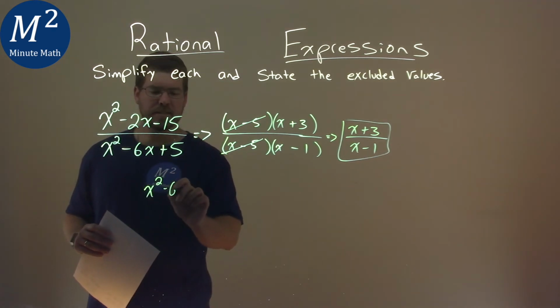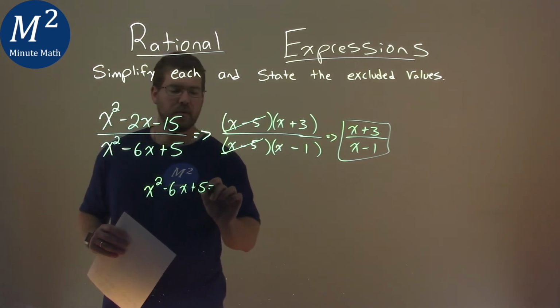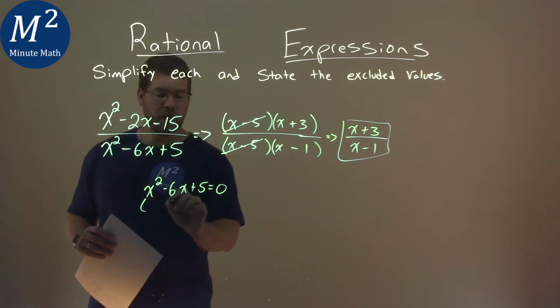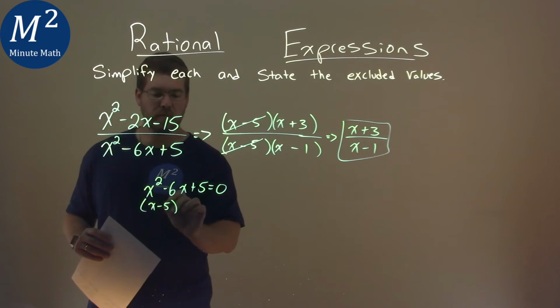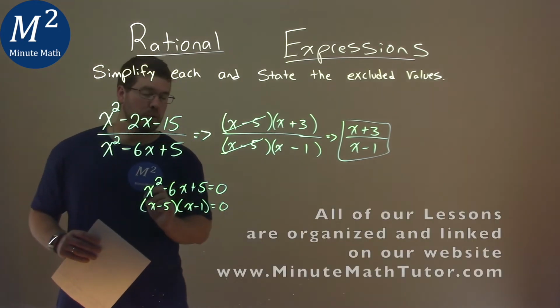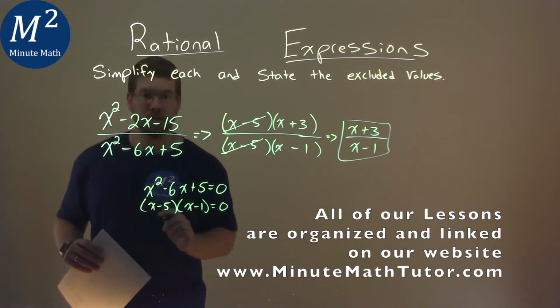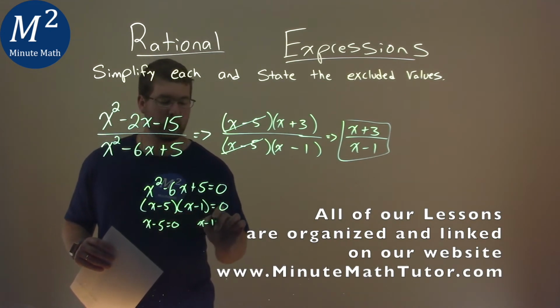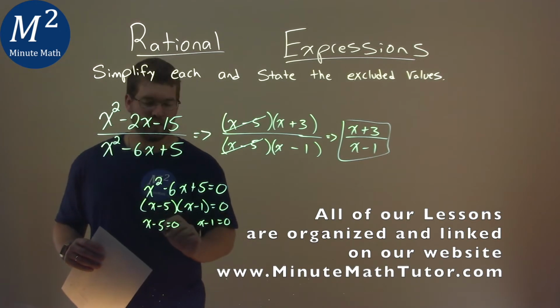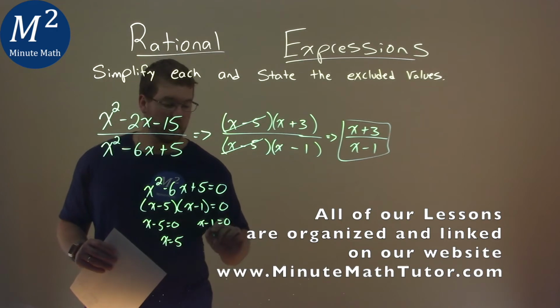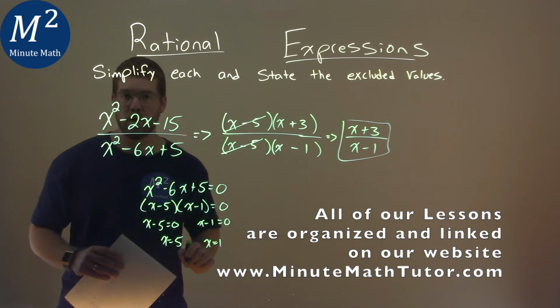x squared minus 6x plus 5, and we set this equal to 0. Now, we already know what this is factored because we've done it: x minus 5 times x minus 1. Our rules here state that we can set each part individually equal to 0. So x minus 5 equals 0, x minus 1 equals 0, and we're solving. Add a 5 to both sides, x equals a positive 5. Add a 1 to both sides, x equals a positive 1.